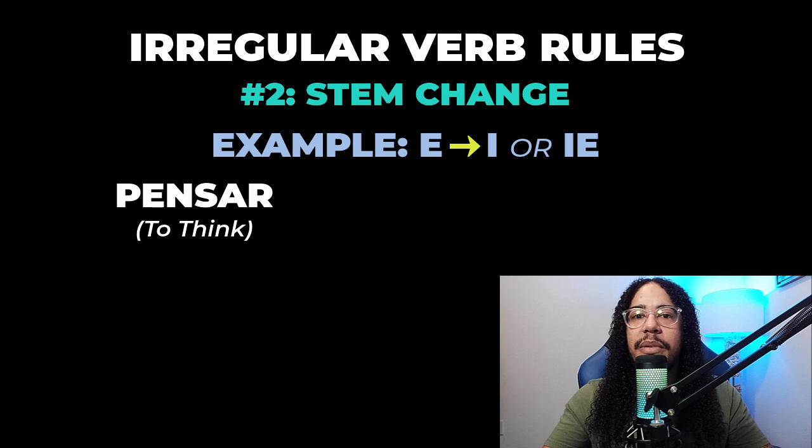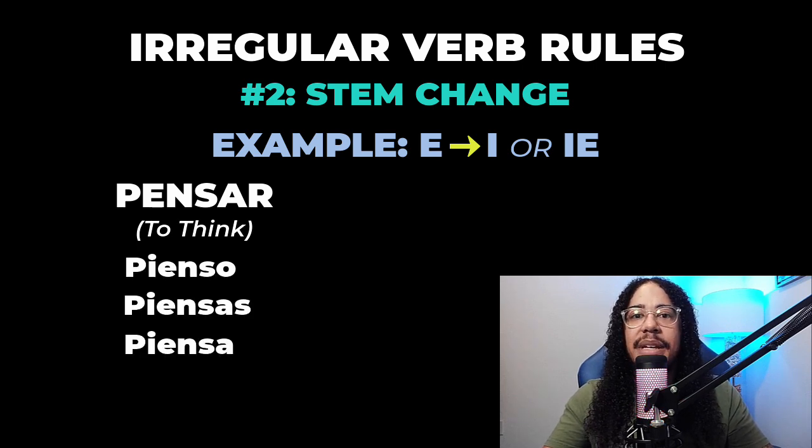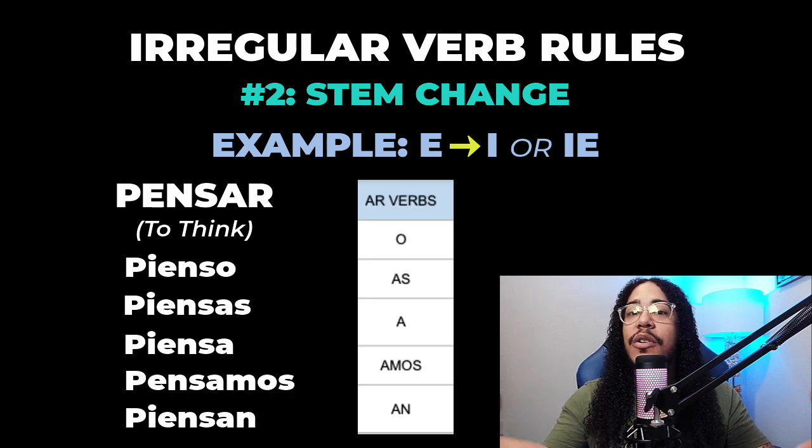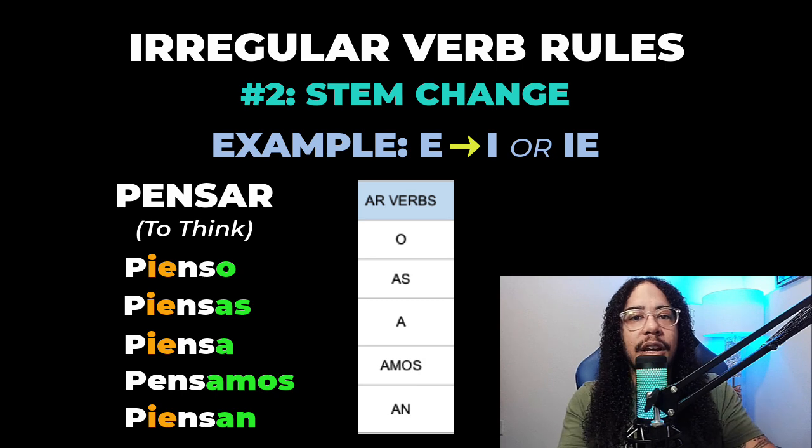The conjugations for pensar are pienso, piensas, piensa, pensamos, and piensan. Notice again, we still have o, as, a, amos, and an, which are all the regular endings for verbs ending with ar. What's different is that the first e changes to ie for every form except nosotros, because as we learned, nosotros always acts as a regular verb.